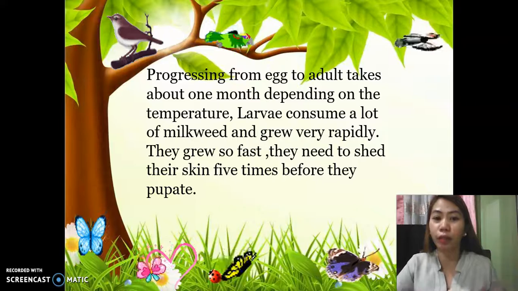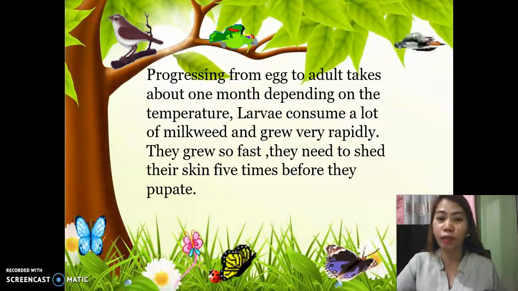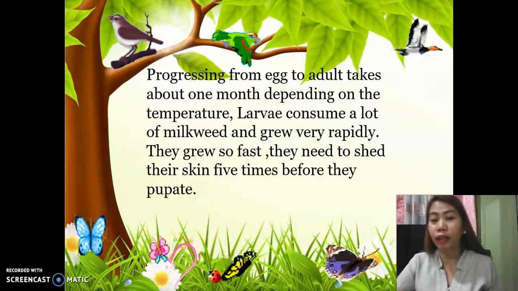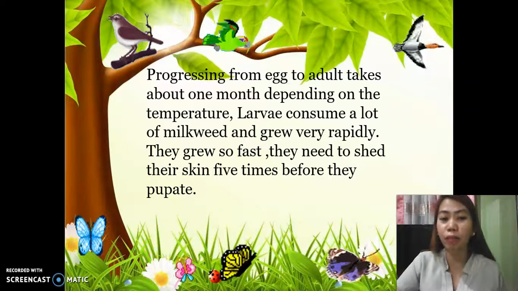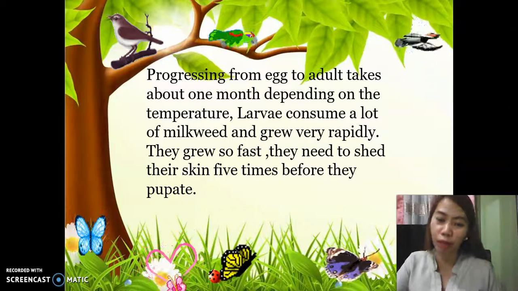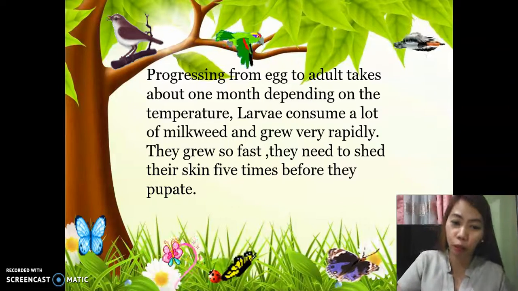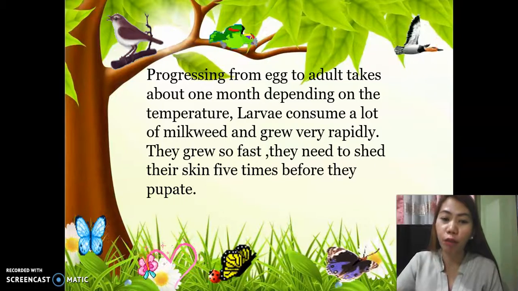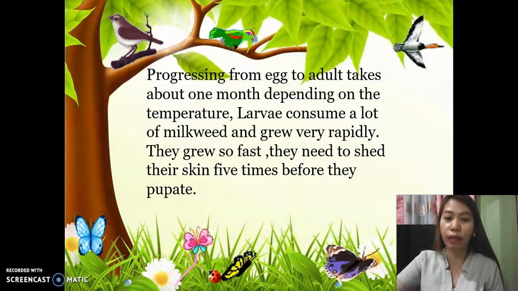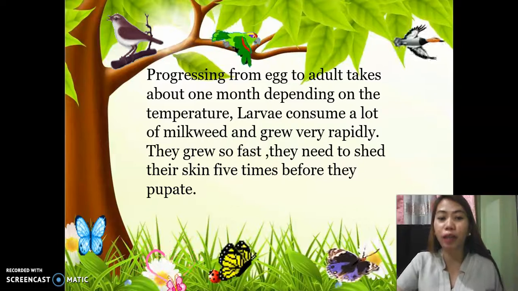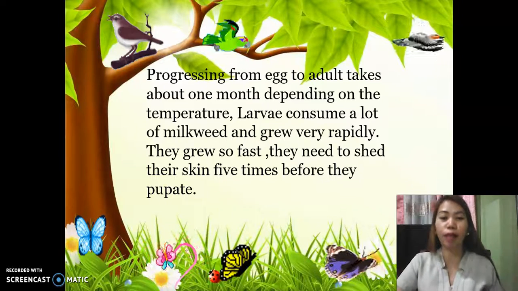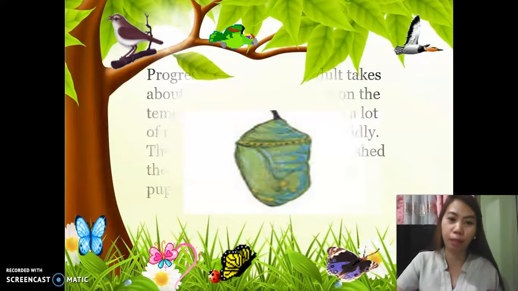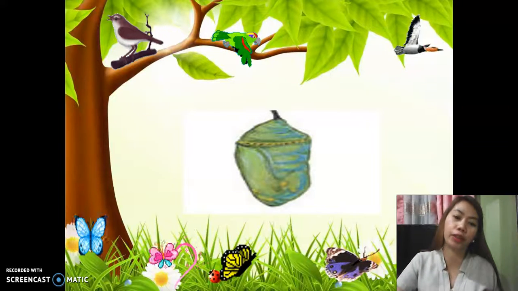Egg to adult takes about 1 month. So, yung egg niya, after 1 month, or depende rin sa temperature, the larvae consume a lot of milkweed and grow very rapidly. So, lumalaki siya, mabilis siya lumaki. They grow so fast. They need to shed their skin 5 times before they pupate. So, ayun, kailangan palang kumapal pa ng 5 times ang kanyang skin bago siya mag-transform again into another stage of the life cycle.